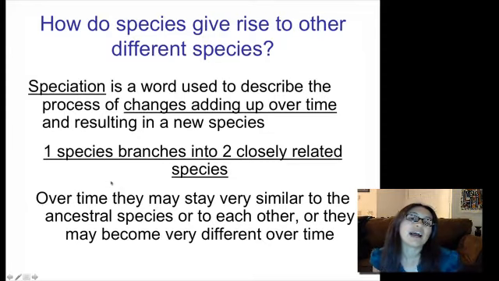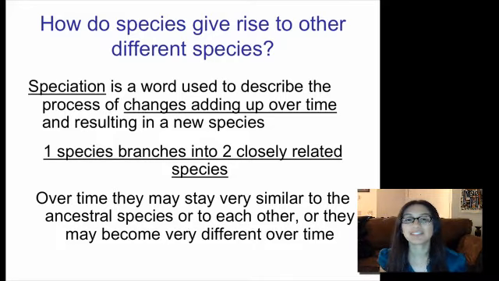So how do you get species to give rise to other species? The process of forming a new species is called speciation. Speciation means that a species is going to change over time to become a new species. One species branches into two closely related species. That's the best way of thinking about it. You can have a starting species and it's going to branch into two different species. When the branching occurs, they can remain very similar to each other, or there can be major changes that add up over time. So this is basically our natural selection flowchart.